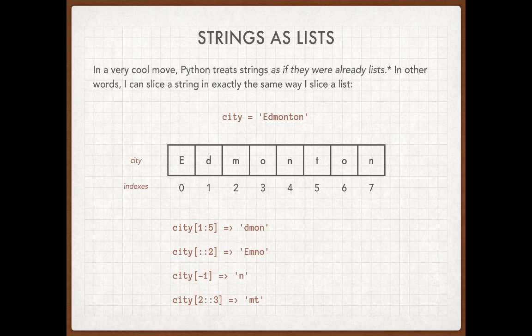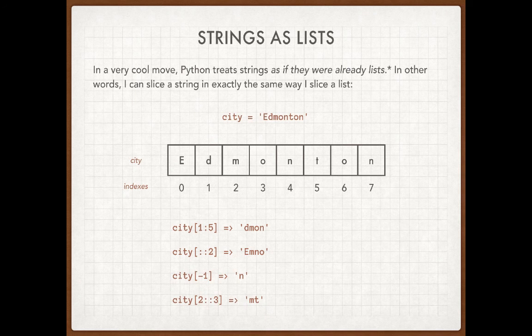Is city : 2, a similar structure. Start is empty, so therefore I will start at the beginning of the string. Stop is empty, so therefore I will continue to the very end of the string. But step is 2, so that means I'm going to take every other letter, right? So I'm going to take 0 and 2 and 4 and 6, or E and M and N and O. And what I get is a string. I started with a string, I slice a string, I get a string.